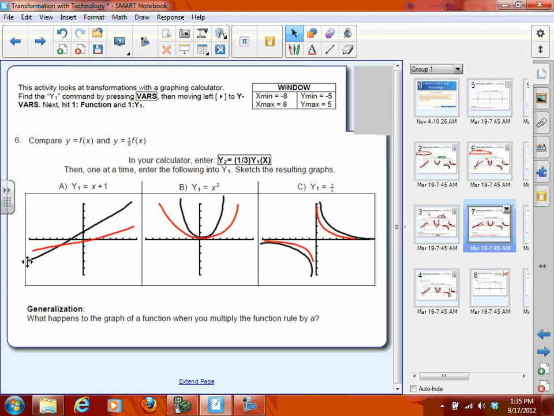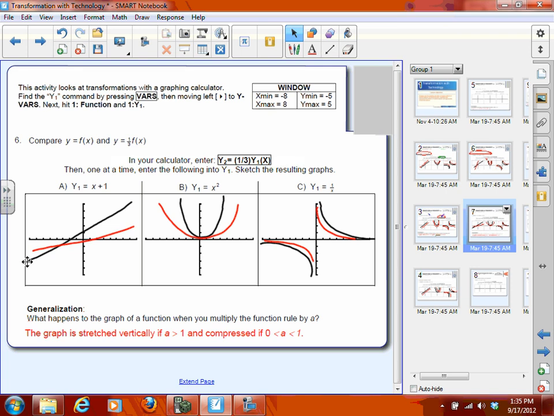Okay? So down here at the bottom, let's go ahead and generalize what we found. What happens to the graph when you multiply a function or the functional rule by A? Here's what I need you to write. We're going to be specific here. The graph stretches vertically, but it only stretches vertically when the A value is greater than 1. In other words, if it's a 2, a 3, a 4, 5, 6, anything greater than 1 is going to stretch your graph out.